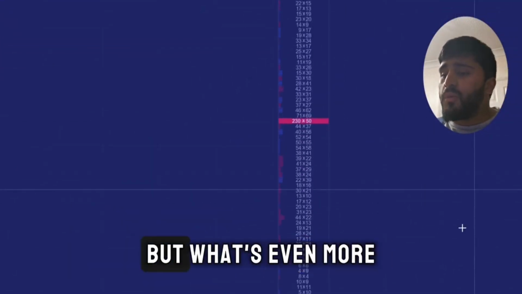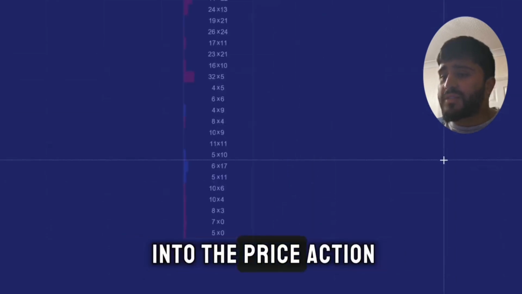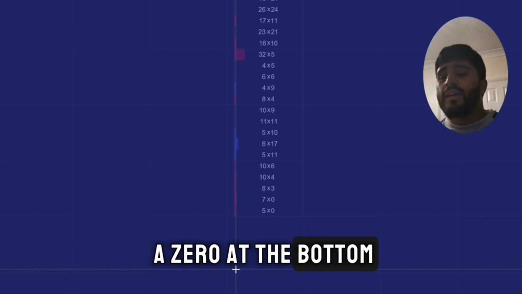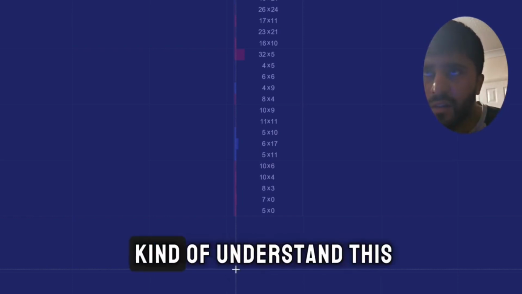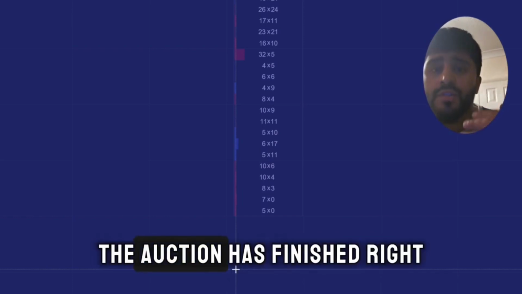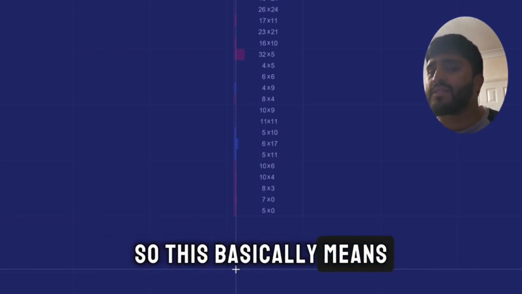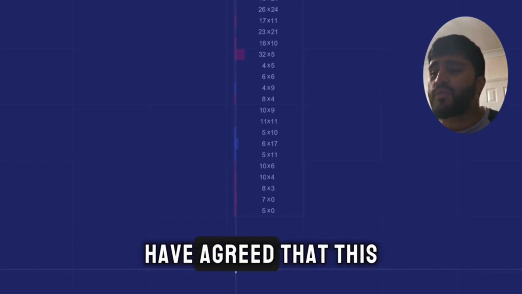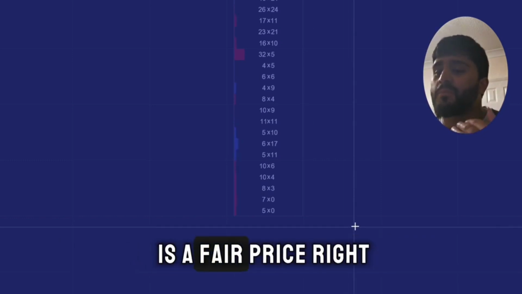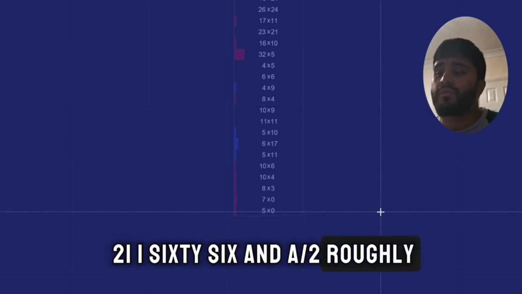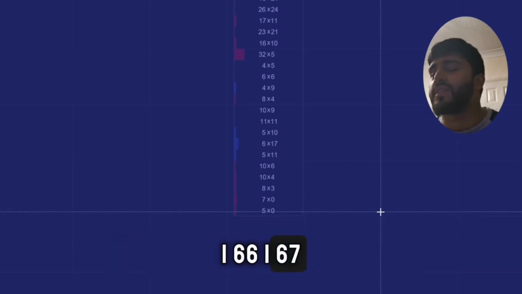If we look over here, we see a lot of aggressive sellers, but what's even more interesting when we dive into the price action is that we see a zero at the bottom. Now, a zero at the bottom, I want traders to understand as the auction has finished, right? The auction has been wiped out. This basically means that buyers and sellers have agreed that this is a fair price. So this was priced 21,166 and a half roughly, so the 21,166, 167 area.